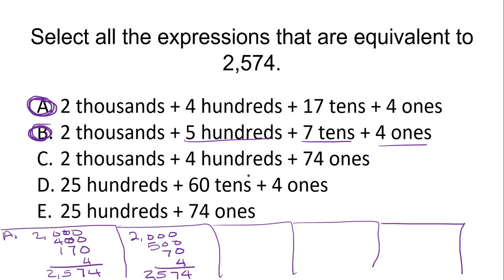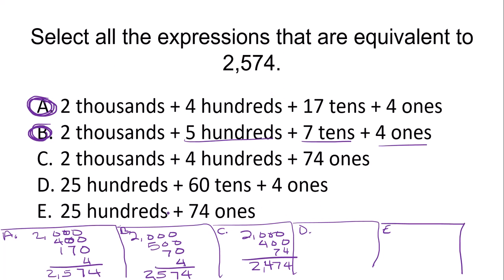Alright, now let's move on to C. This was B, by the way, and now it's C. Let's finish that D and then E. This is where we're going to work each one of them out. Okay, 2,000, 4 hundreds, 74 ones. Would that work out? I actually got 2,474. C doesn't work out because I don't have 2,574.